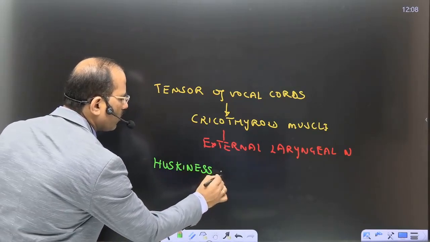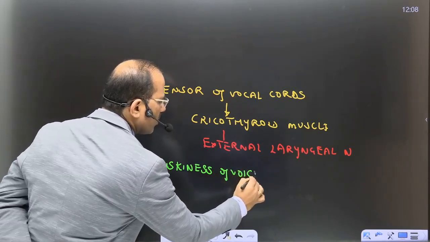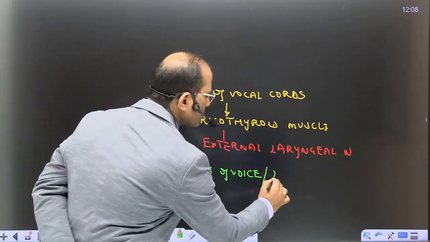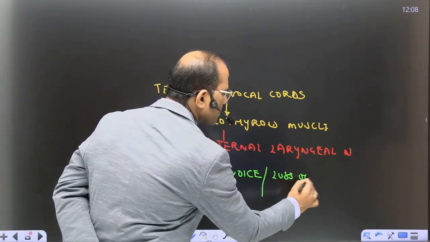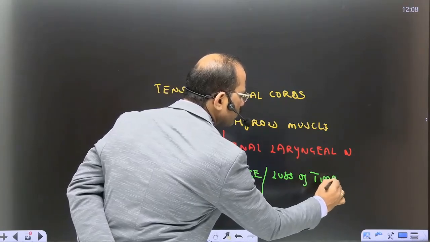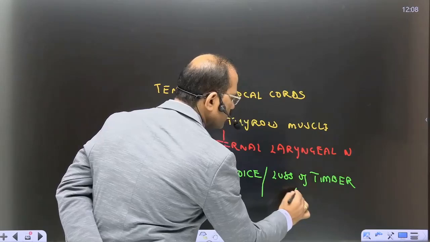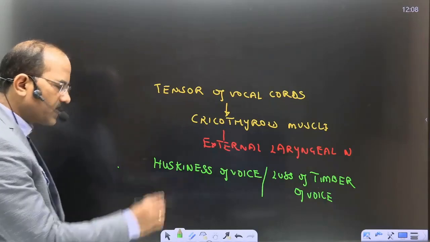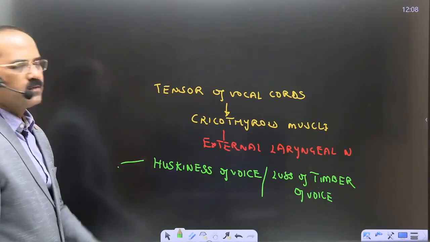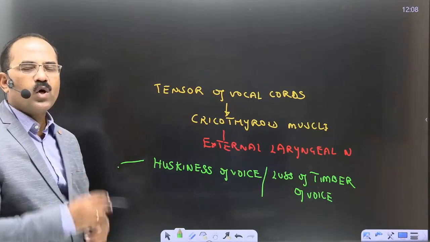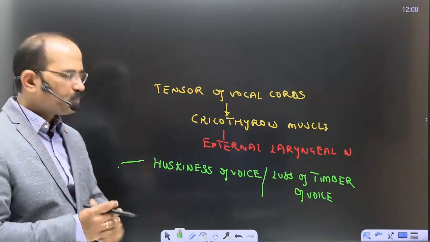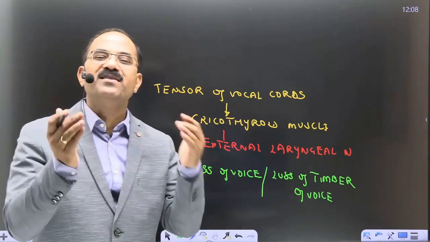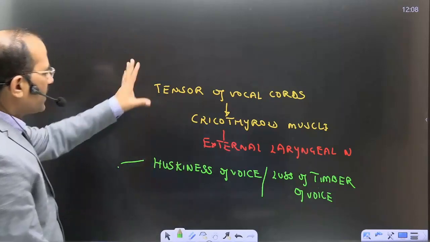Huskiness of voice, or what is asked in the MCQ as loss of timbre of the voice. So paralysis of cricothyroid results in huskiness of voice or loss of timbre of the voice. What is this condition? In this condition, the vocal cords cannot be tensed. Perfect. So that's the tensor of the vocal cords.